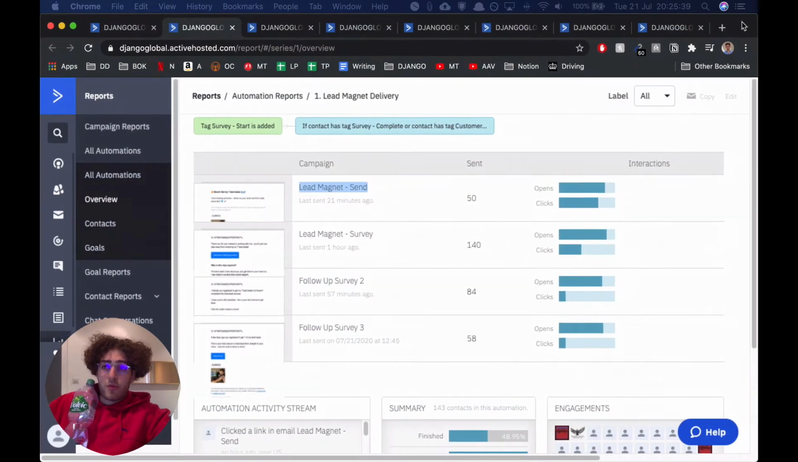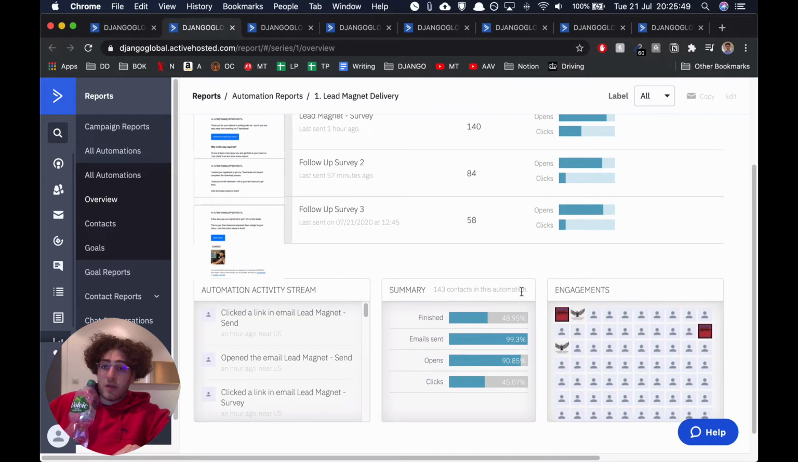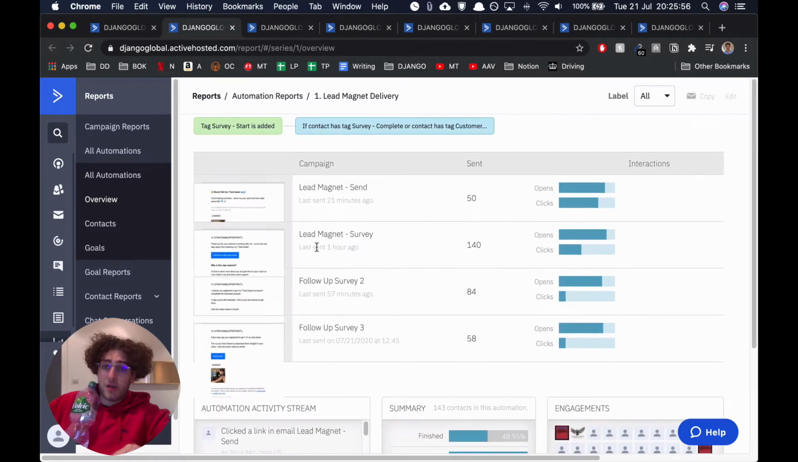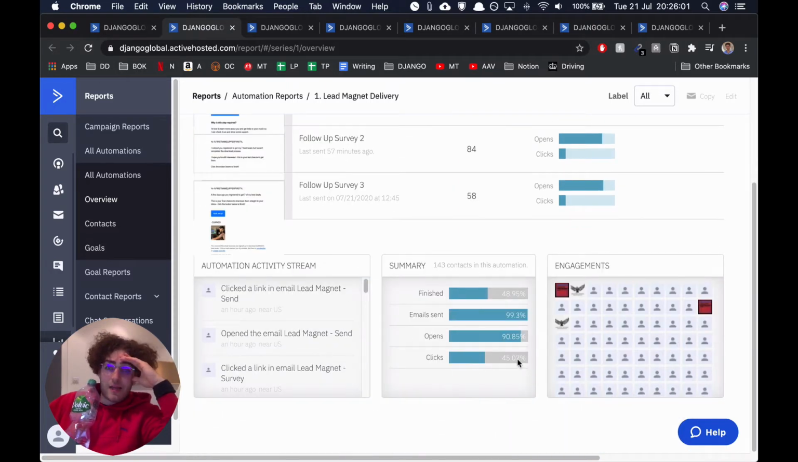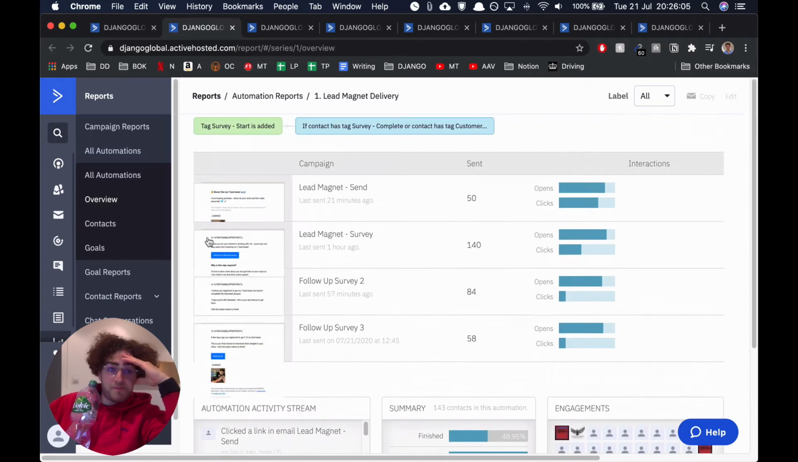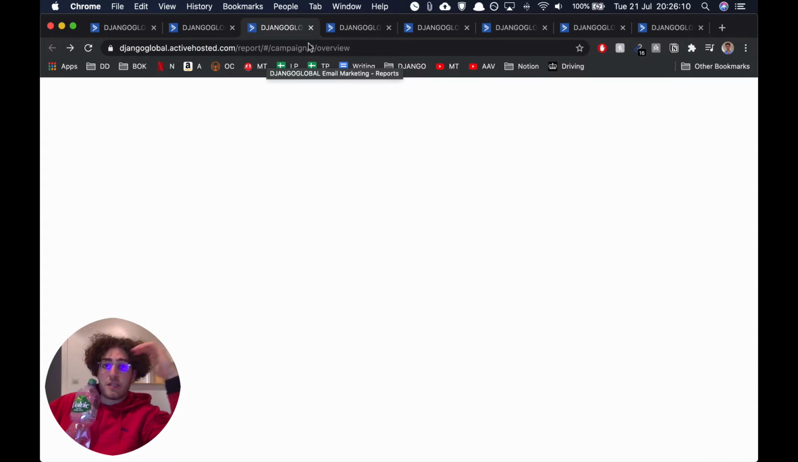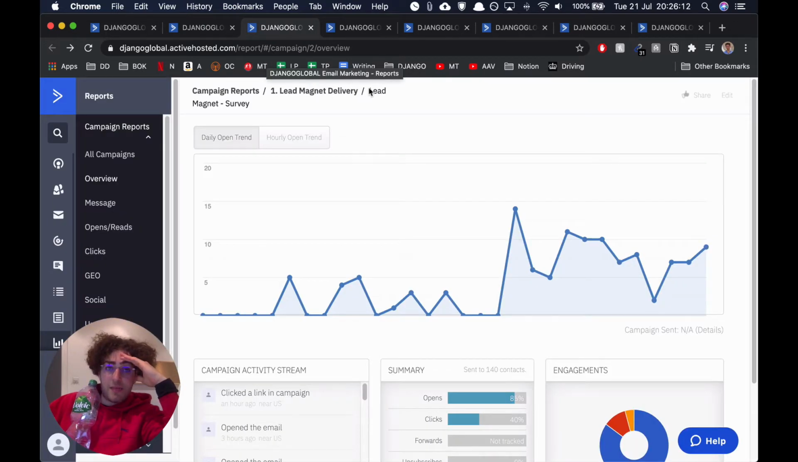I'm going to run you through quickly what ActiveCampaign provides us with. When you open up that lead magnet delivery, you see all the emails in that automation. You see the number of contacts, the percentage finished, the emails sent, the open rates across the entire automation, then the clicks, and then you can break that down into the specific emails.